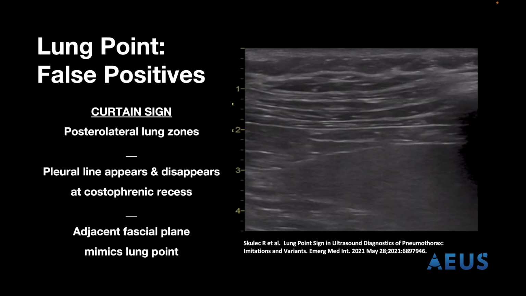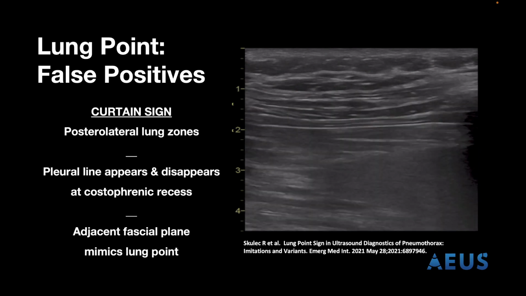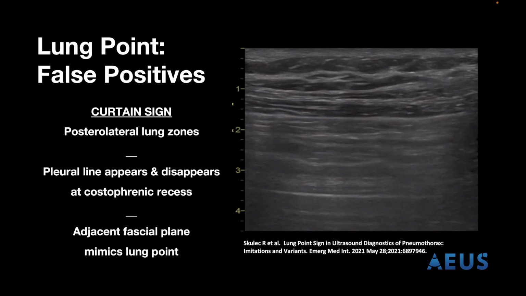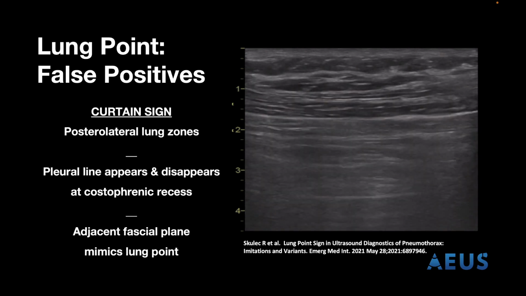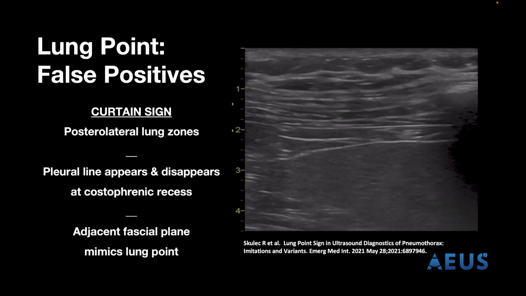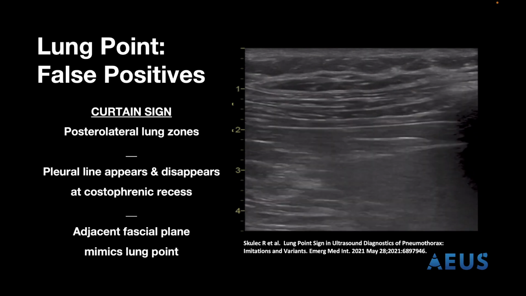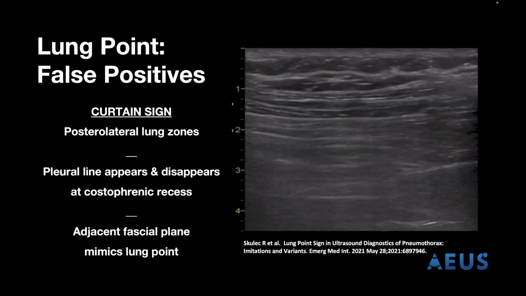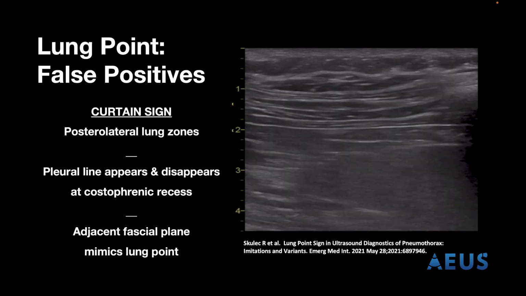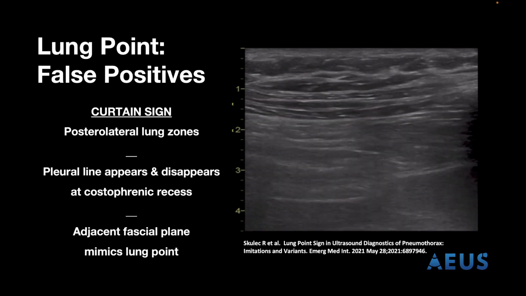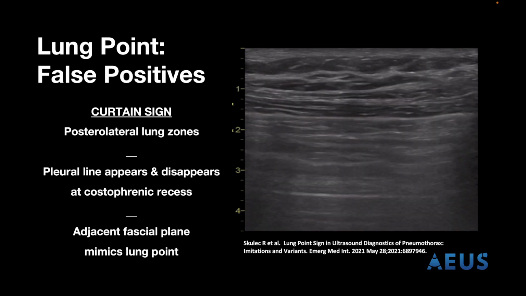Another potential mimic of the lung point is the curtain sign, which is very routinely seen at the posterolateral lung bases as the pleural line appears and disappears at the costophrenic recess through the respiratory cycle. In the clip, the sliding of the pleural line is followed by the appearance of the hyperechoic fascia endothoracica on the right. That interface between pleural sliding and fascia can be mistaken for a lung point. To identify the fascia, watch for the disappearance of A lines, and depending on imaging depth, the diaphragm and liver or spleen may come into view.